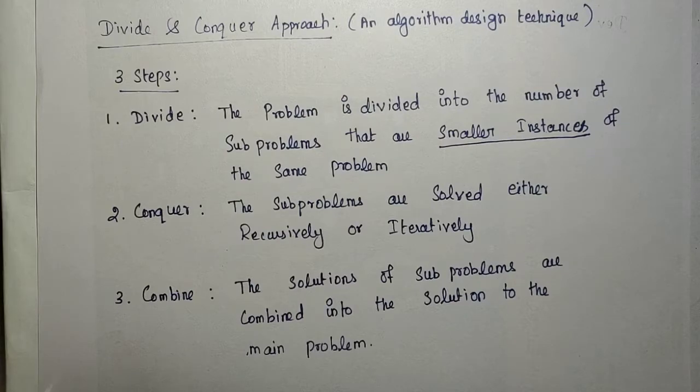What are the examples of this divide and conquer approach? Merge sort, quick sort, and this maximum subarray. These algorithms follow the divide and conquer approach. Even binary search follows the divide and conquer approach.